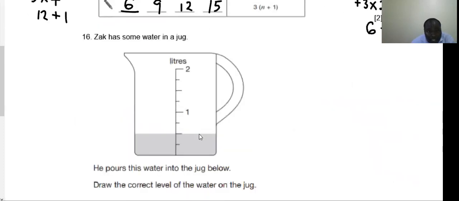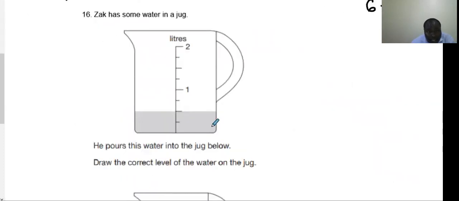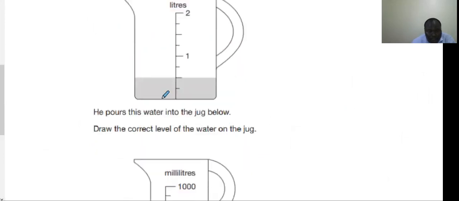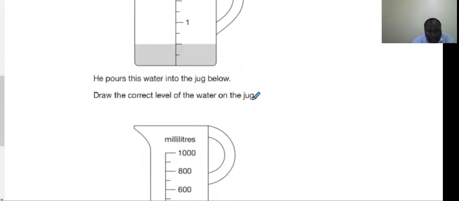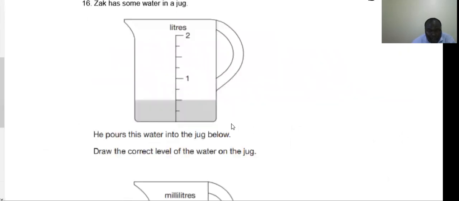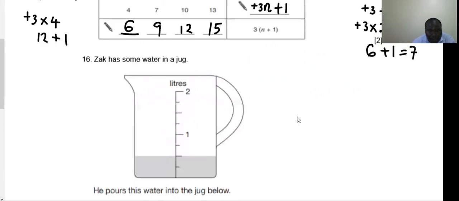Let's go to this question. Zach has some water in a jug. He pours this water into the other jug below. Draw the correct level of the water on the jug. Okay, so you have to draw them here. Let's do the calculations first.